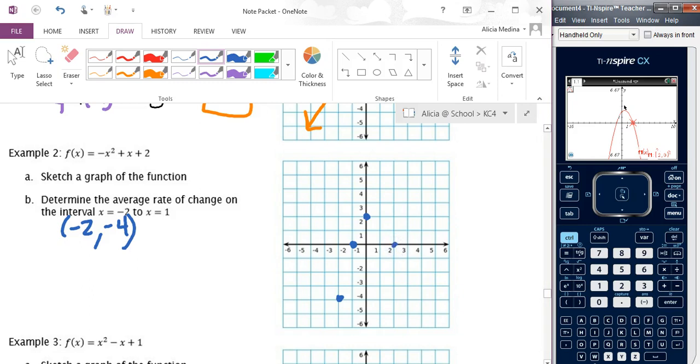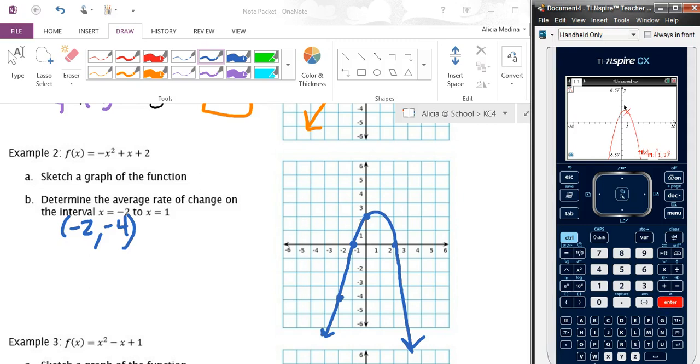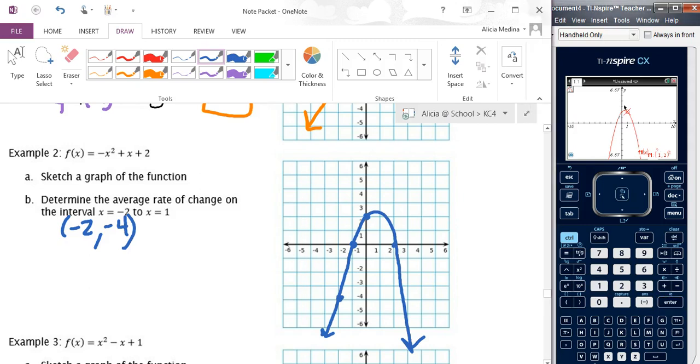So our parabola is going to look something like this. Where is our other value? When x is 1, we have to figure out what that other point is. So this is going to be 1, 2. Remember that this value is only the x value. When it tells you x equals 1, that's only the x. You have to figure out what the y is.